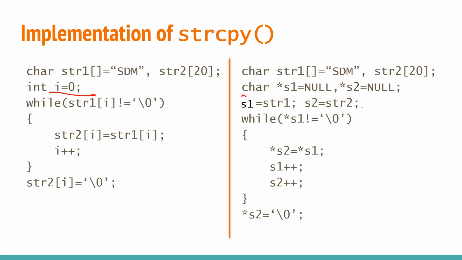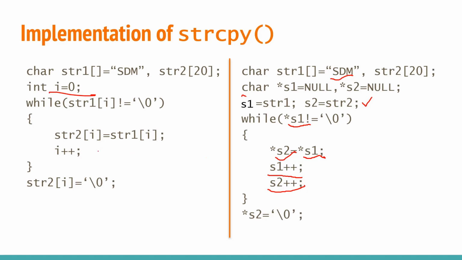From this point onwards I need not use string notation or array notation at all. So I will navigate till s1 reaches backslash 0, and till then I'll copy each element of s1 into s2. Just by writing star s2 equal to star s1, you are as good as copying the individual elements of string 1, which is stm, into str2 one at a time. In each iteration I'll increment both s1 and s2.